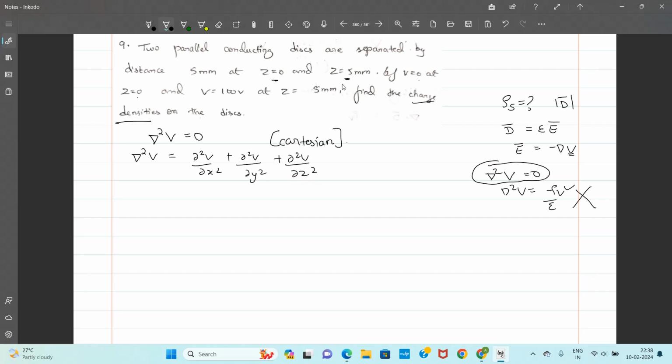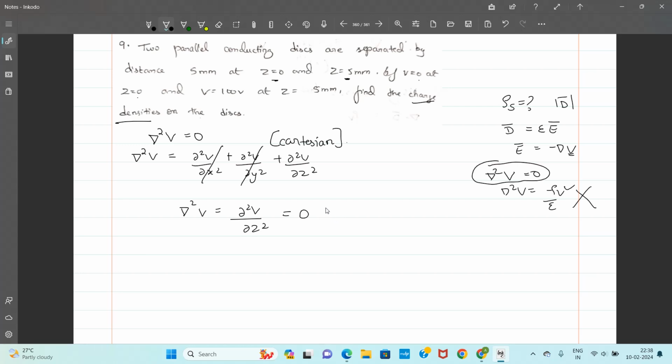And here it is mentioned only in the z axis. So these two terms will not be there for the Laplace. Okay, since you have only z value here. So now I can write del square V is equal to del square V by del z square, and this is equal to 0. I hope you're getting it.